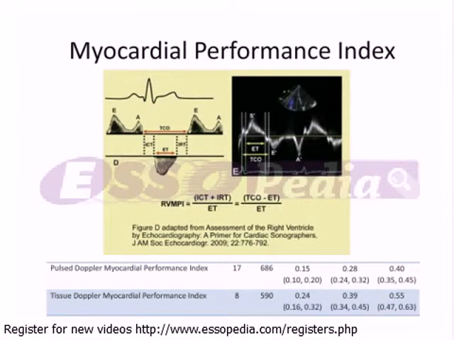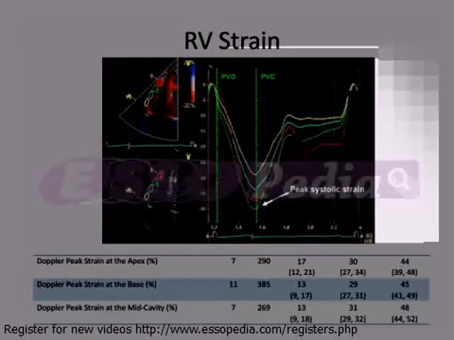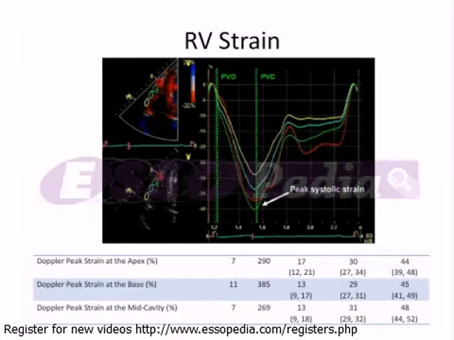Strain can be done using 2D or, again, color-coded tissue Doppler. This slide is included just to show that there are some values. However, there are wide reference limits around the upper and lower reference values, and currently RV strain is not recommended.